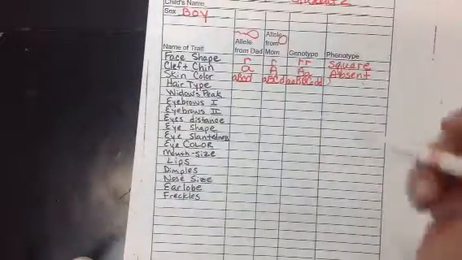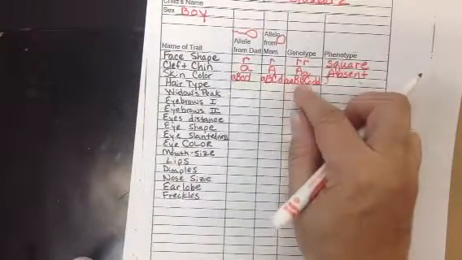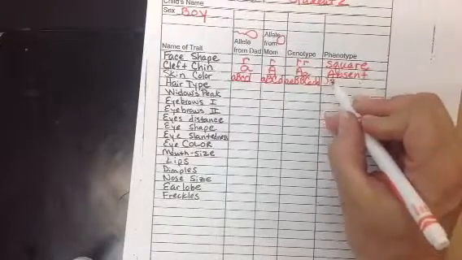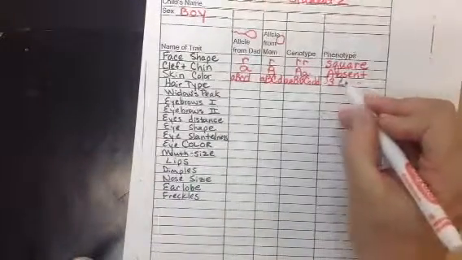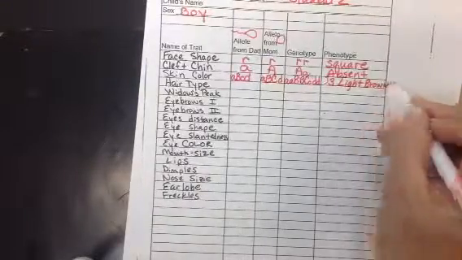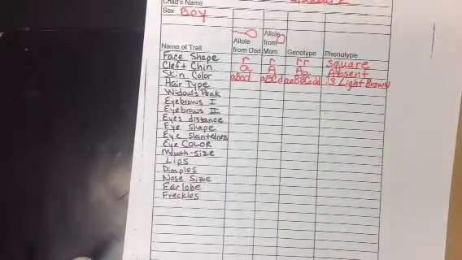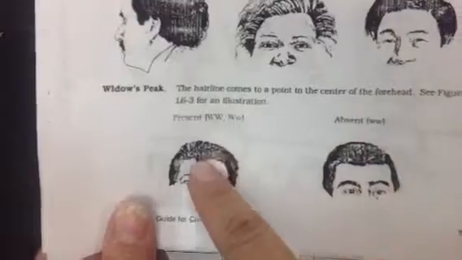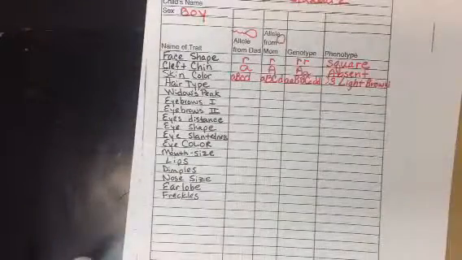Well, how many capital letters do I have? I have 1, 2, 3 capital letters. So 3 capital letters gives me light brown skin. So I would write light brown. Okay, and then you're going to continue doing this for all the traits like hair type and whether or not they have a widow's peak. You're going to do that for all the traits until you're completely finished.